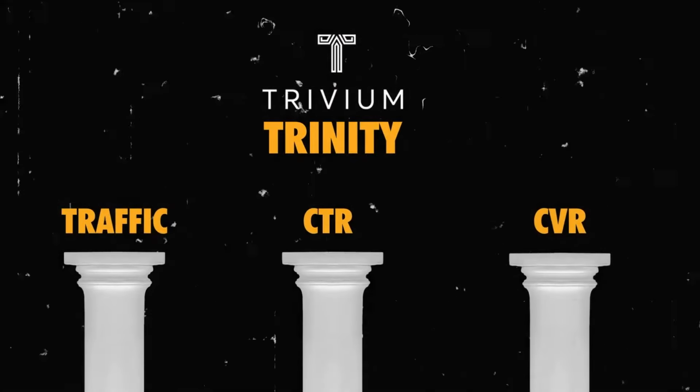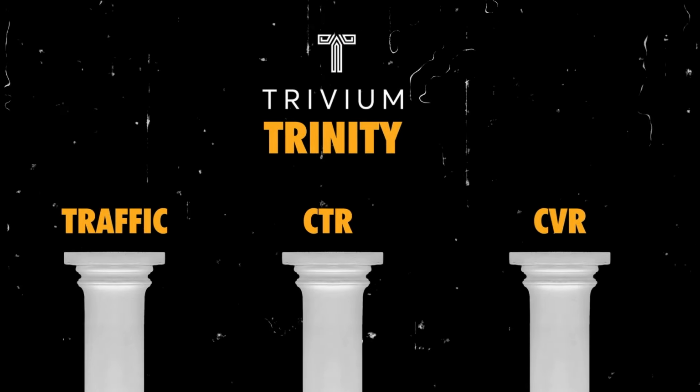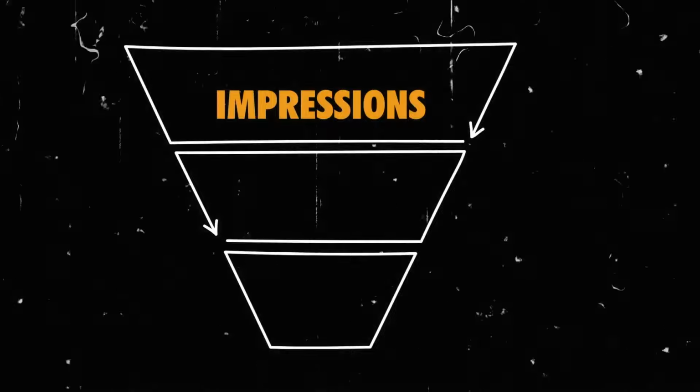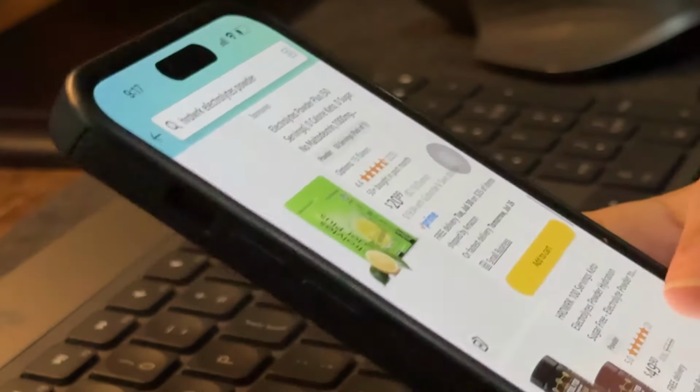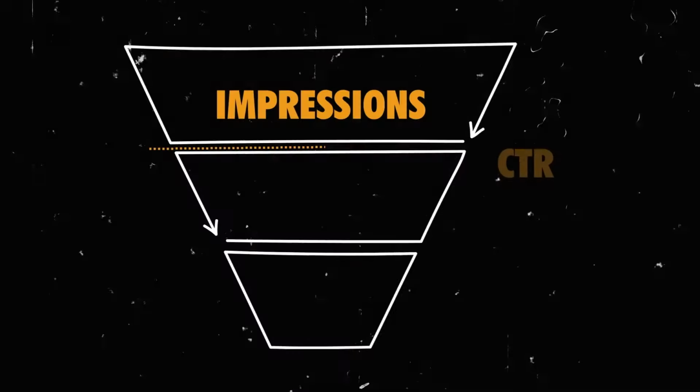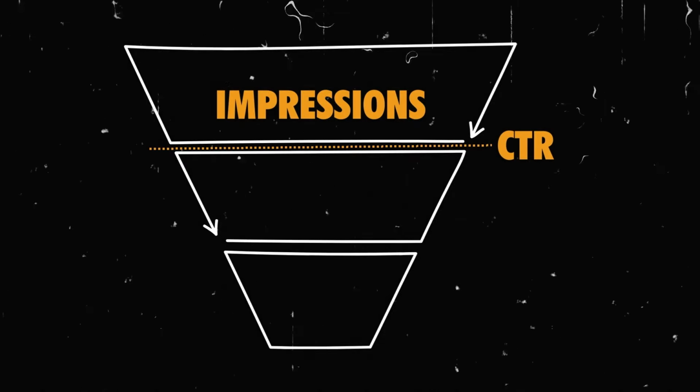Amazing. Yeah. So the three core pillars, I call it the trivium trinity, right? Because the three things that our team needs to focus on at all times is traffic, so growing traffic, click-through rate, getting a better click-through rate, and conversion rate. And the reason is Amazon is a simple funnel, right? It's like any funnel. At the top, there's impressions. So there's people seeing you in search results and on product pages. And a certain number of those impressions turn into clicks. And that's going to be based on your click-through rate.